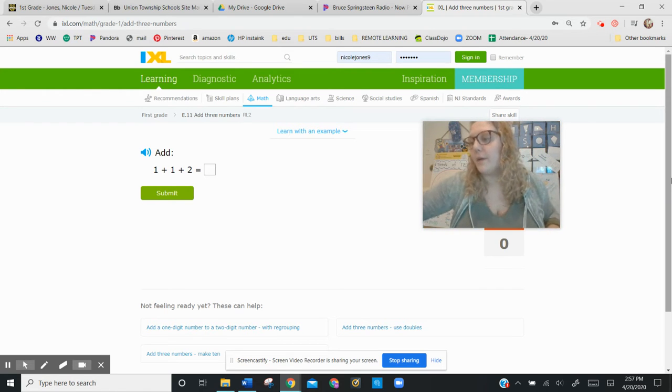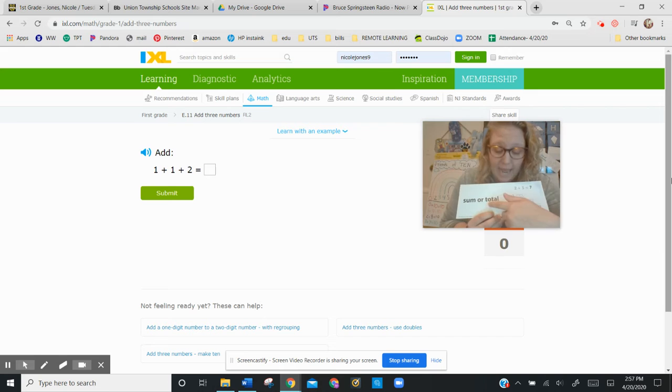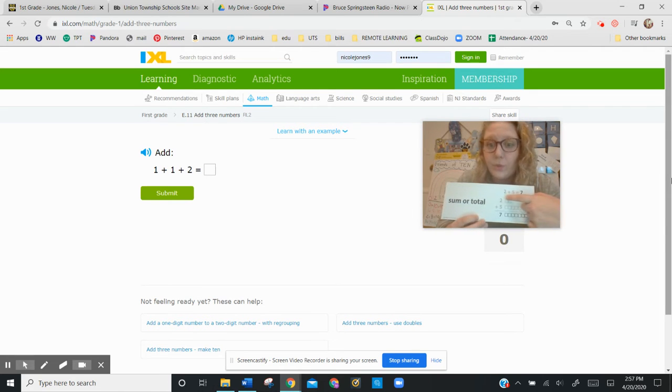So even when we're adding three numbers, this side will equal the other side. All right, my other vocabulary word was sum or total. So whatever we're finding, we are finding the sum. So all of these numbers, whether it's two numbers or three numbers or five numbers that you're adding together, you're always trying to find that sum. So when you add numbers together, you get that total, you get the sum. So that's our other vocabulary word.